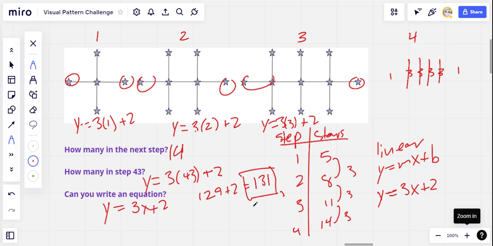Well, how did that go for you? Did you get 14 for step number 4? Did you get 131 for step 43?